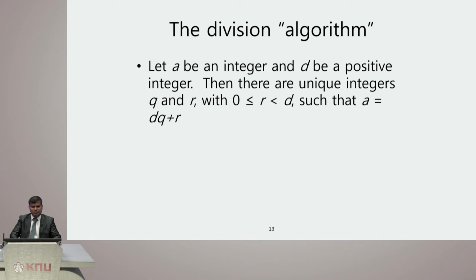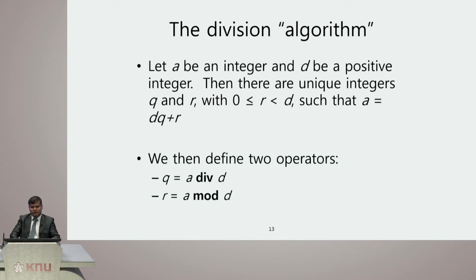We have an algorithm called the division algorithm. Let a be an integer and d be a positive integer. Then there are unique integers q and r, with r lying between 0 and d, such that a equals d times q plus r. Let's see with some examples later. q equals a divided by d, and r equals a mod d, in other words the modulus.